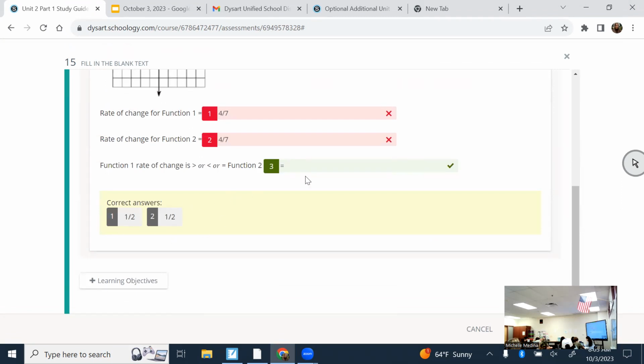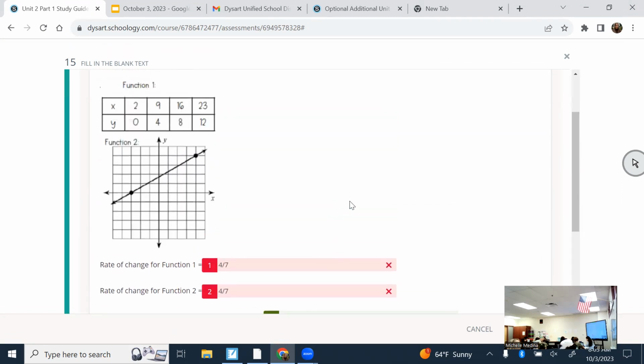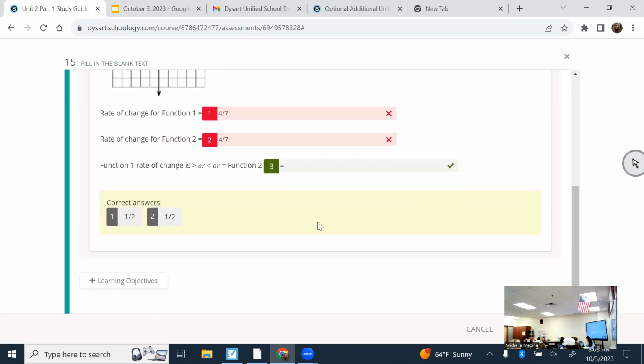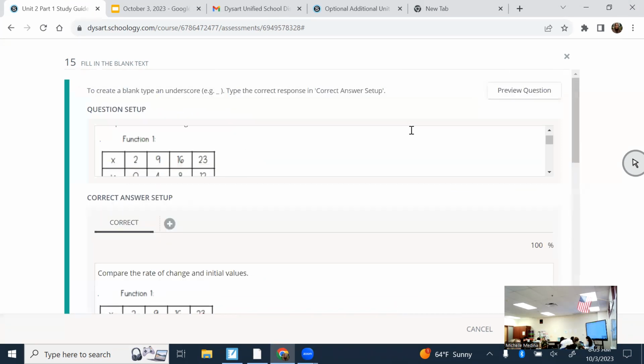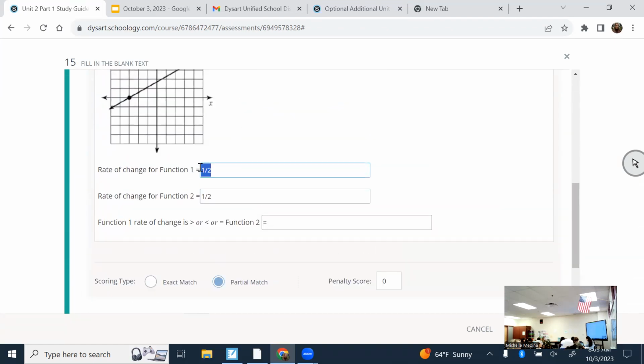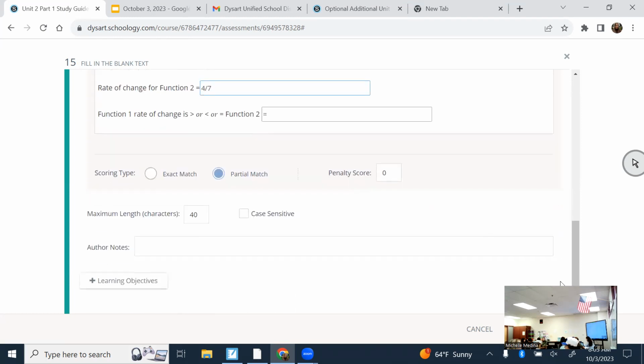It's not 1/2 though. I disagree. Let me check again. Yeah, I don't agree with that. I'm changing the answer, because it should be 4/7, not 1/2. I'll check again one more time, but that's not right.